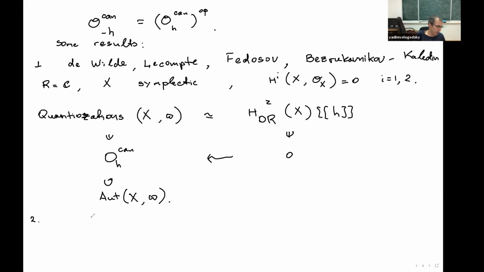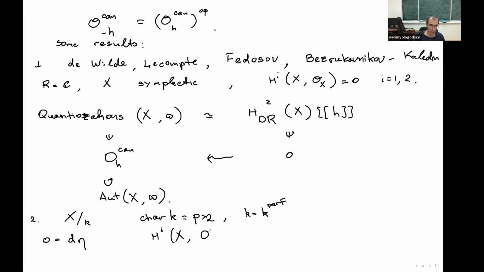So it's over complex numbers. Now there is another result which is also due to Bezrukavnikov and Kaledin. So K here is a field of characteristic p, and for safety, I will assume that it's perfect. Maybe that's also greater than 2. And here I will assume that the symplectic form omega is actually exact. Well, that's not the most general case where the construction works, but still you need at least some local exactness, in the local Zariski topology. And also I will assume vanishing of certain cohomology groups of the structure sheaf. So here i is 1, 2, or 3.